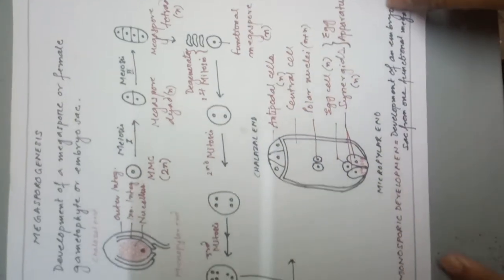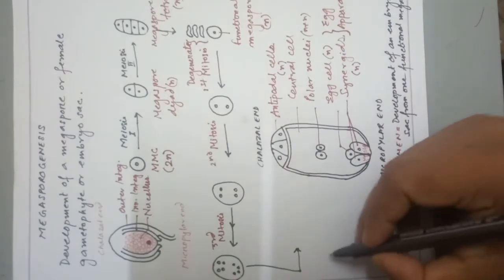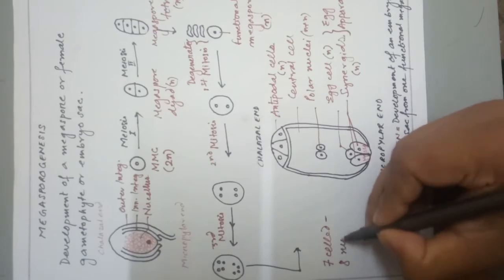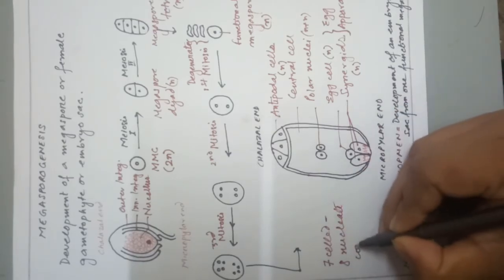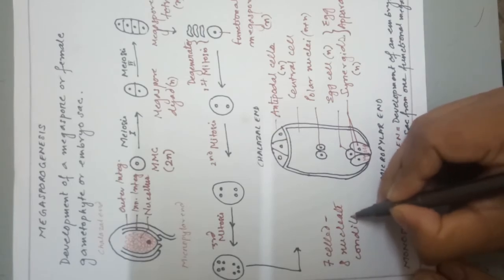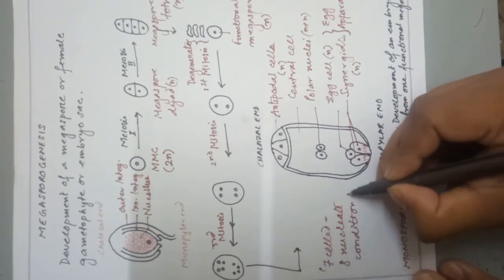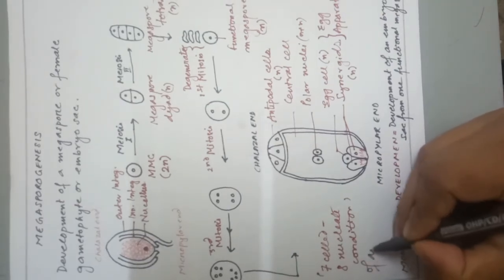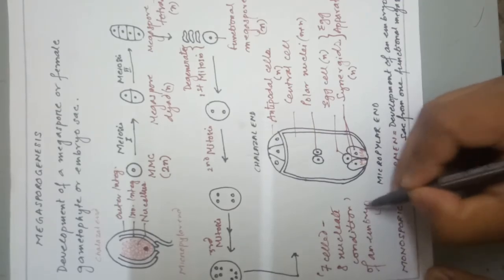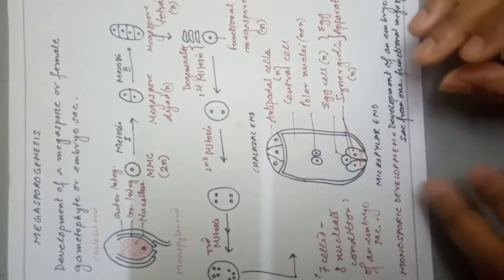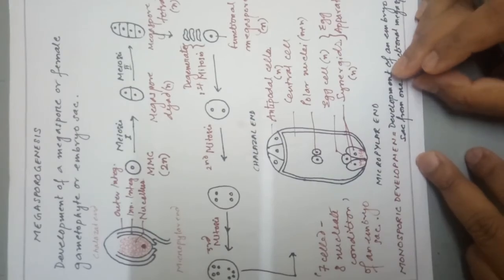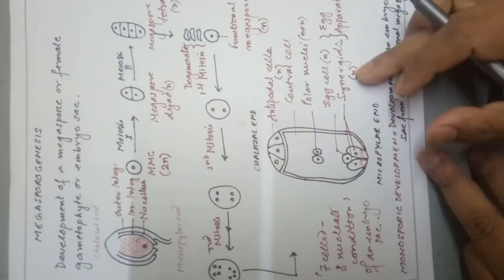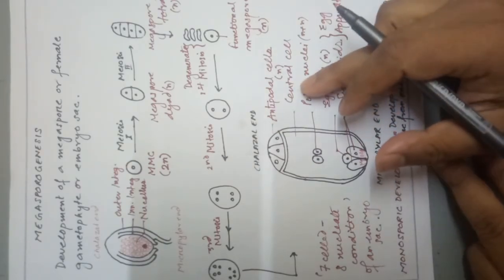So in a mature embryo sac, how many cells do we have? We have 7-celled and 8-nucleate condition. This is a very important question. What do you mean by the 7-celled 8-nucleate condition of an embryo sac? Here you have to state that in a mature embryo sac there are 7 cells and 8 nuclei. What are those 7 cells? 3 antipodal cells, 2 synergids, 1 egg cell and 1 central cell.